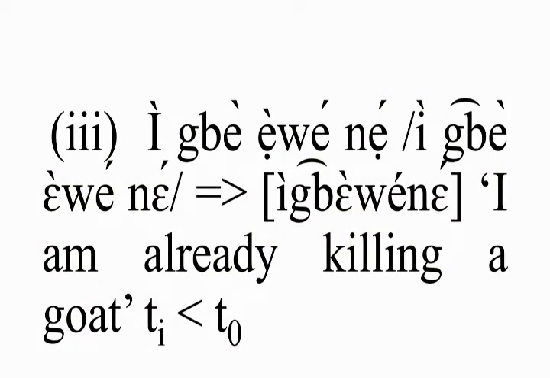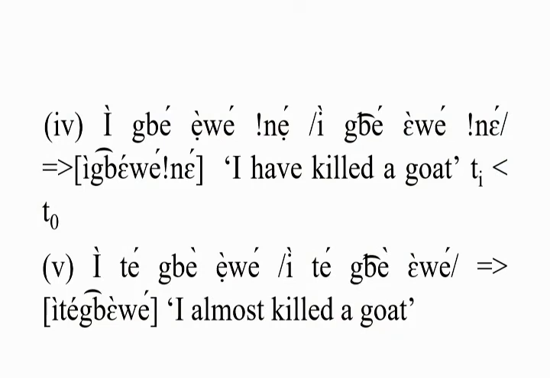Then the third one, igbewele. Igbewele. That means I am already killing a goat. That is, the action started, but the time you are reporting it is posterior to the time the action took place. Okay? And then you have in 4, igbe ewele. I have already killed a goat.